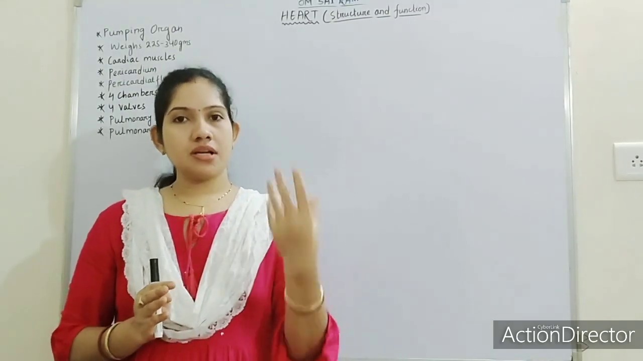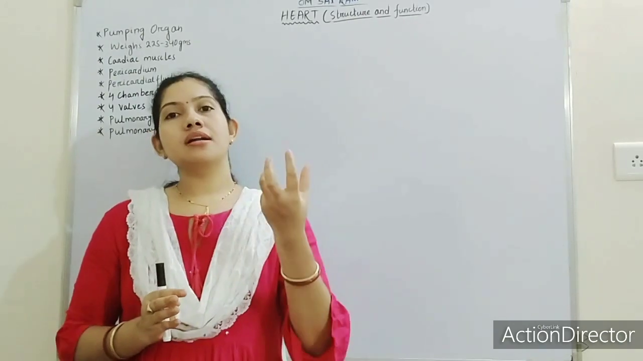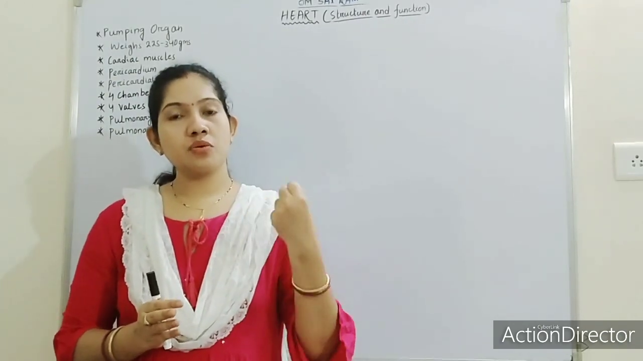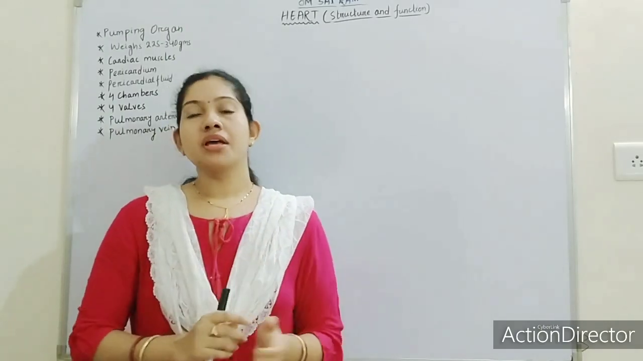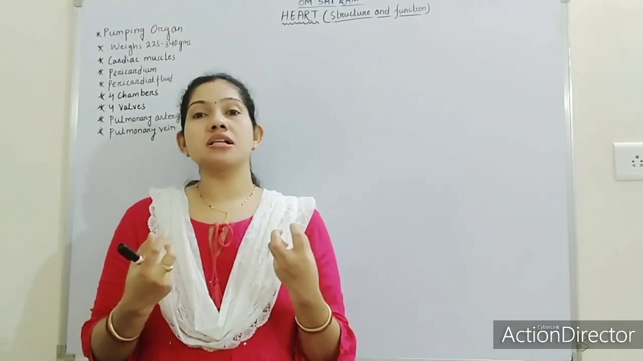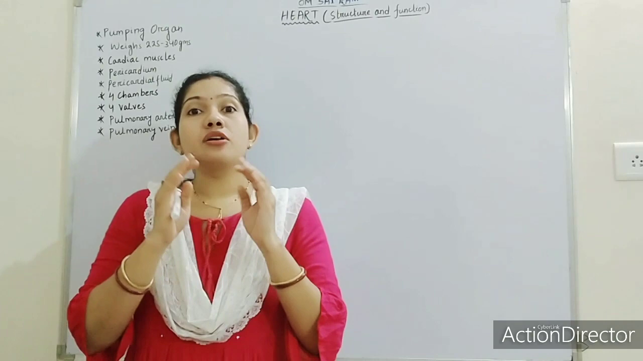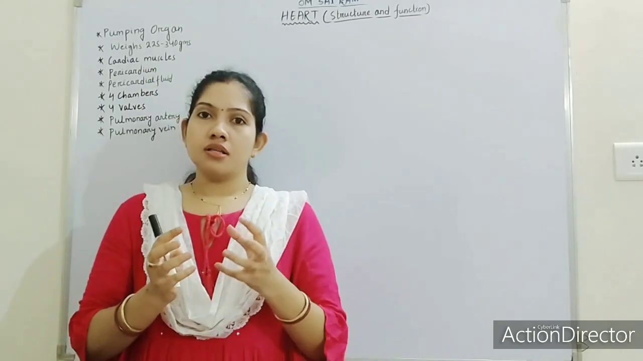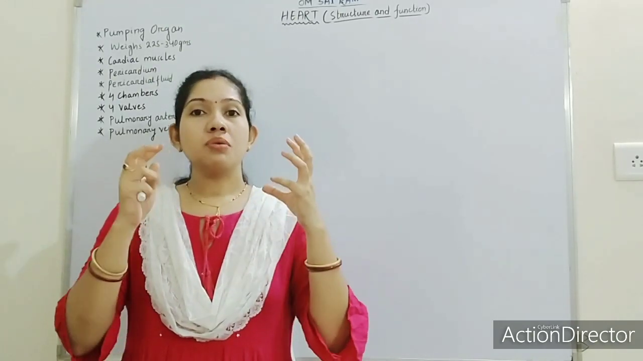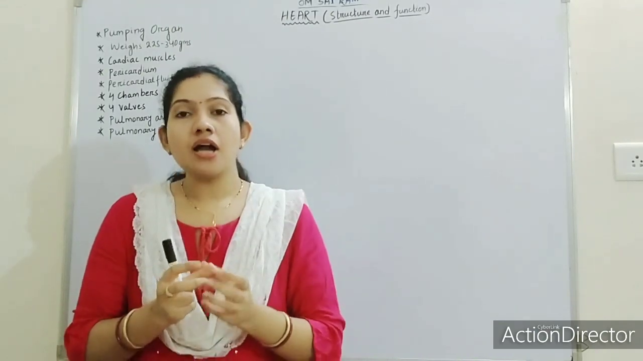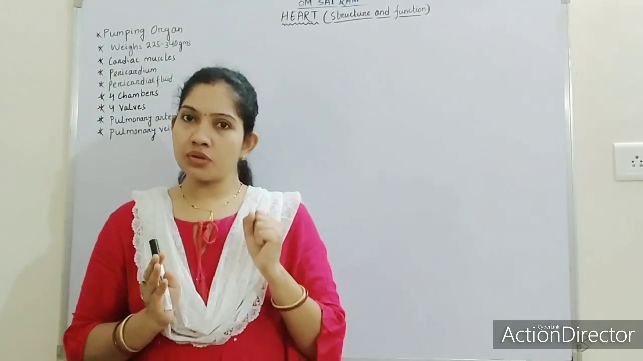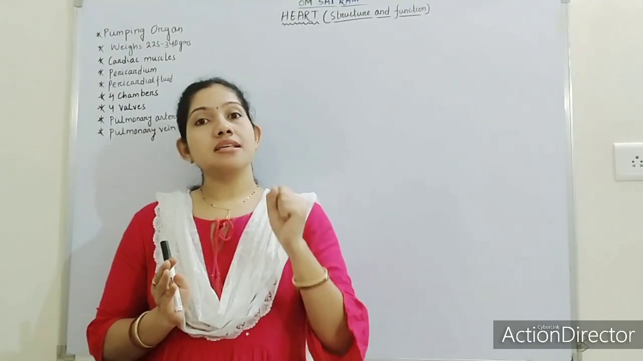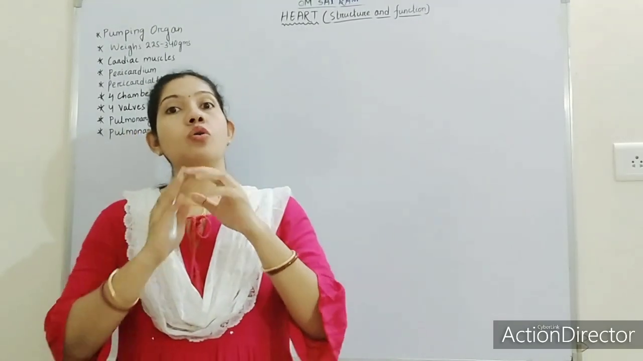So if you write the location of the heart, we can write: the heart is present at the center of the chest, slightly bent towards the left. Then what are the muscles? The muscles which enclose the heart, which protect the heart, or which form the heart are known as cardiac muscles. Cardiac muscles are the muscles present over the heart.